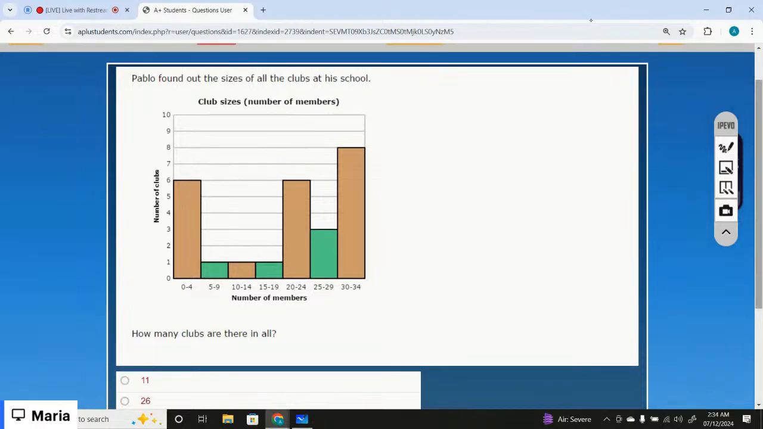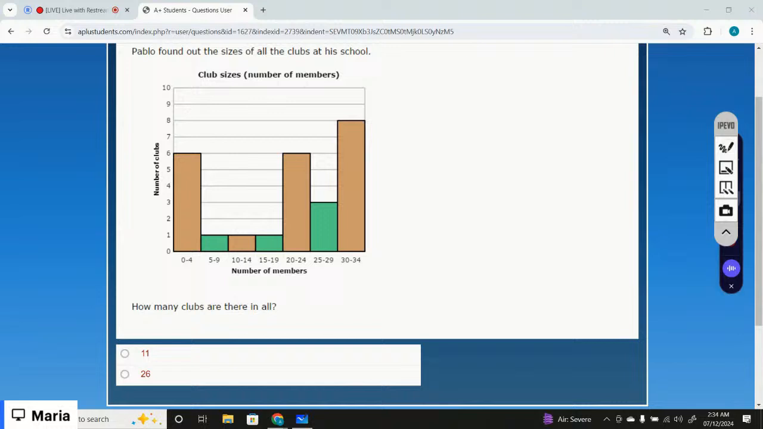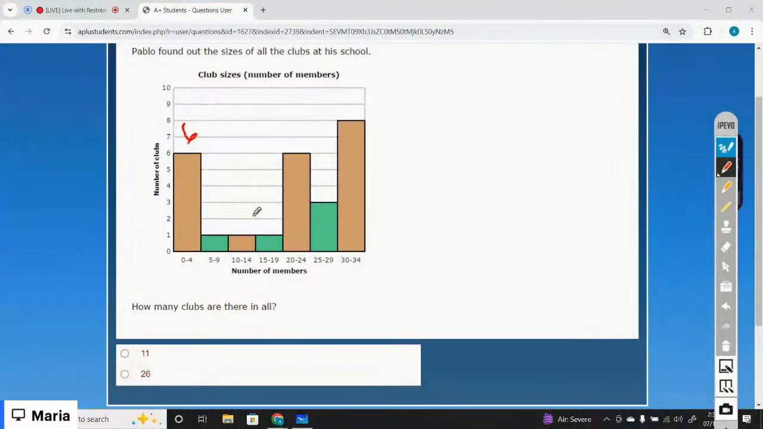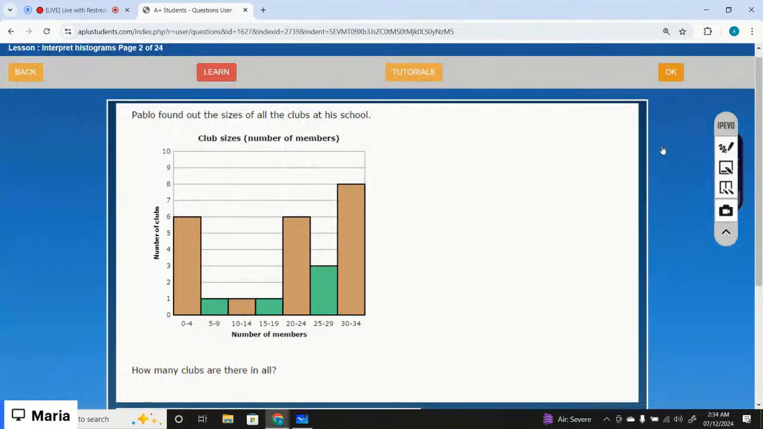Pablo found out the sizes of all the clubs at his school. How many clubs are there in all? In all, you have to calculate the total values, right? So 6, 1, 1, 1, 6, 3, and 8. 8, 9, 10, 11, 12, 13, 14, 20, 26. The correct option is option number 2. That is 26.